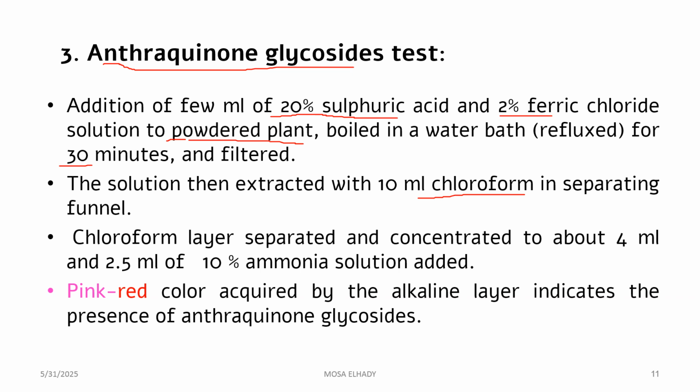After shaking in the separatory funnel, we separate the chloroform layer, which is expected to contain anthraquinone. We take the chloroform layer and concentrate it, then add a few ml of ammonium hydroxide solution 10%. First concentrated to 4 ml, and we add 2.5 ml of ammonium hydroxide solution, and this step is considered the analysis step, addition of reagent.